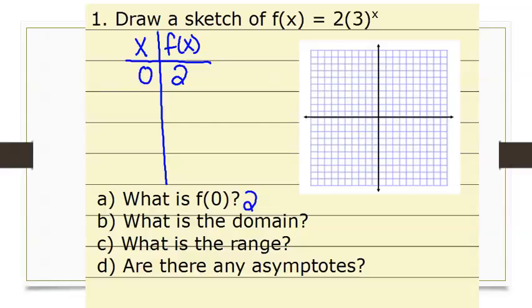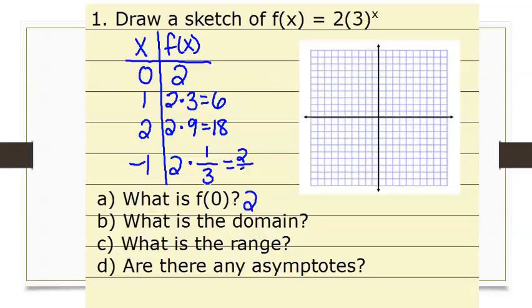Okay, so let's find a few more points to see what happens. Let's plug in 1. So if we plug in 1, we get 2 times 3 to the first, which is 3, so that gives us a 6. If we plug in 2, we get 2 times 3 squared, which is 9, which is 18. So let's also talk about what happens when we plug in negative numbers. If we plug in negative 1, we get 2 times 3 to the negative first, which is the same as 1 over 3, which gives us 2/3.